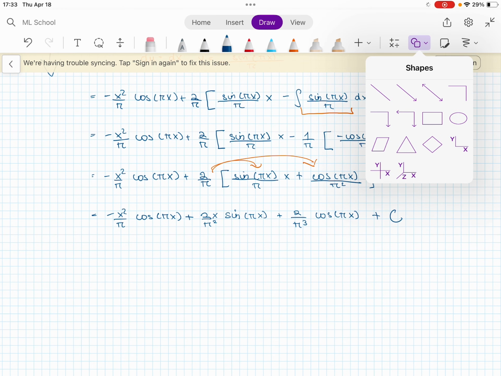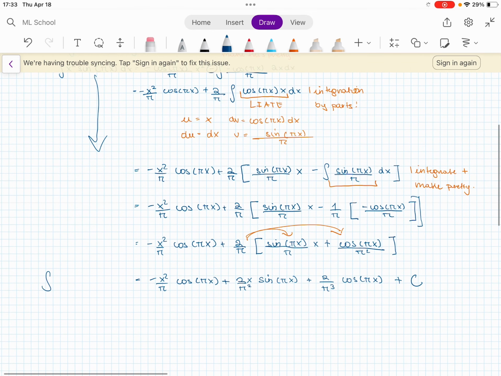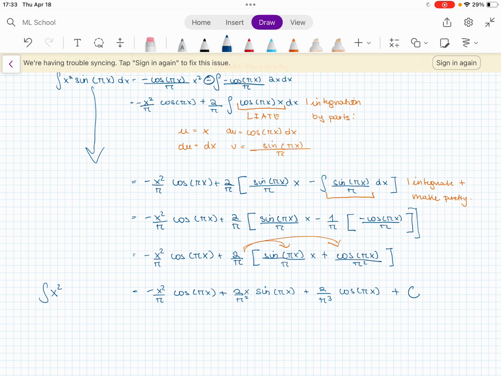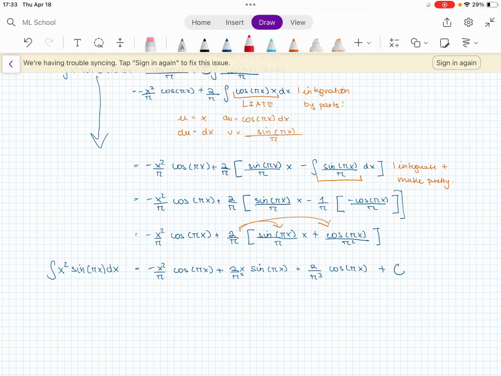Okay, and for the end we can write our first function. So the integral of x squared sine of pi x dx equals this, right? And this will be our final answer.